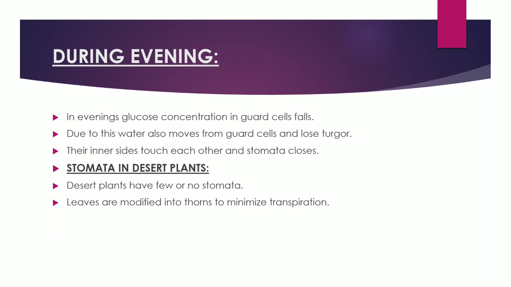During the evening, the glucose concentration in the guard cells falls because photosynthesis decreases. Due to this, water also moves out of the guard cells and they lose turgor. The inner sides touch each other, and the stomata close down. As for desert plants, as you all know, in deserts there is a scarcity of water, a very little amount of water. So in this type of plants there are very few or no stomata to minimize the rate of transpiration, dears.